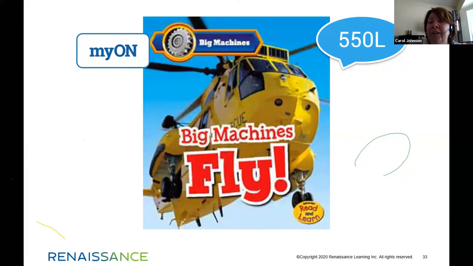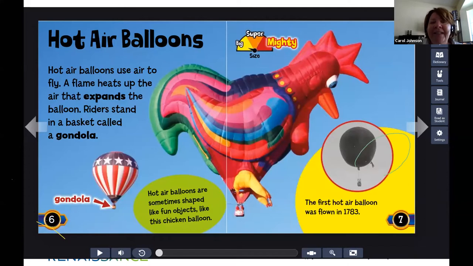I'm moving up in reading level. This one is Big Machines Fly. You can see this is not like it looks like a really higher level book, but the language demands are in fact higher. And again, consider sequential reading.